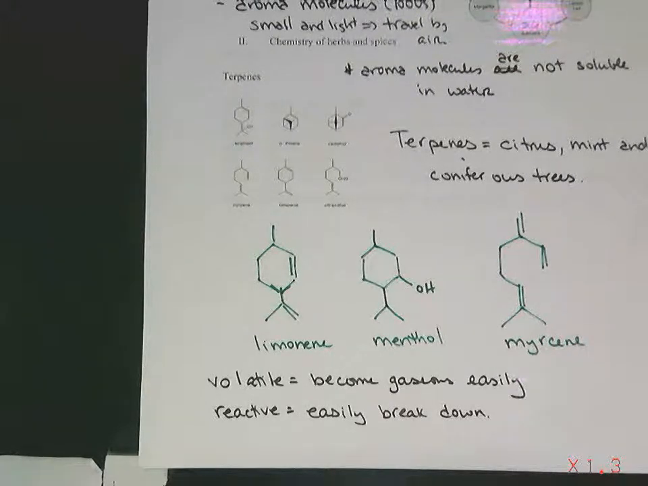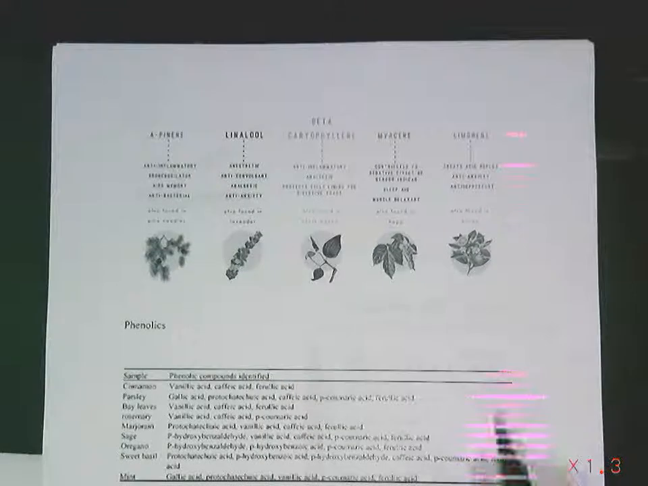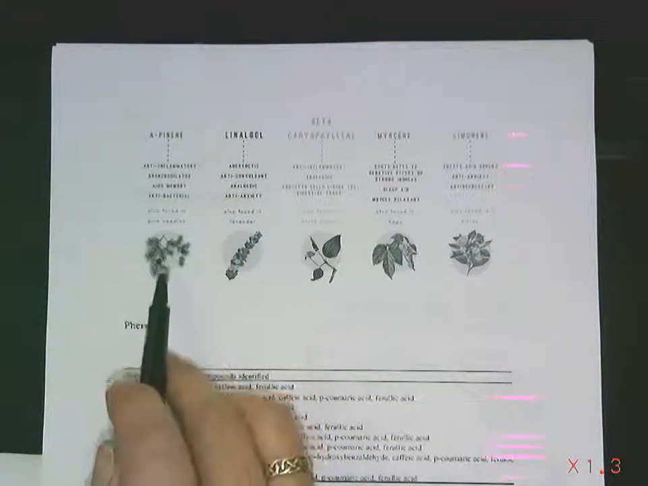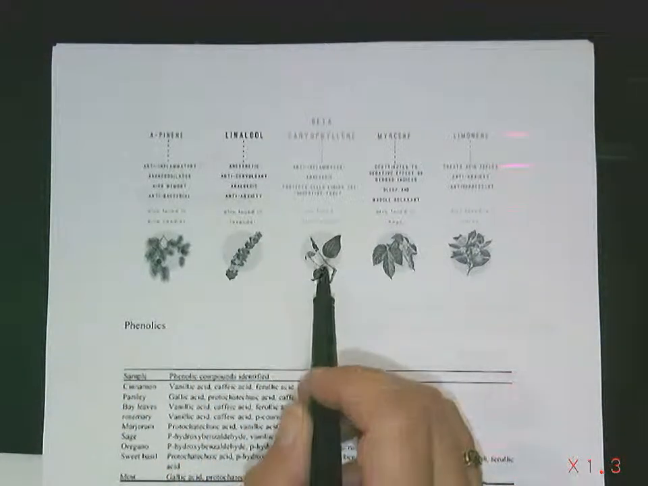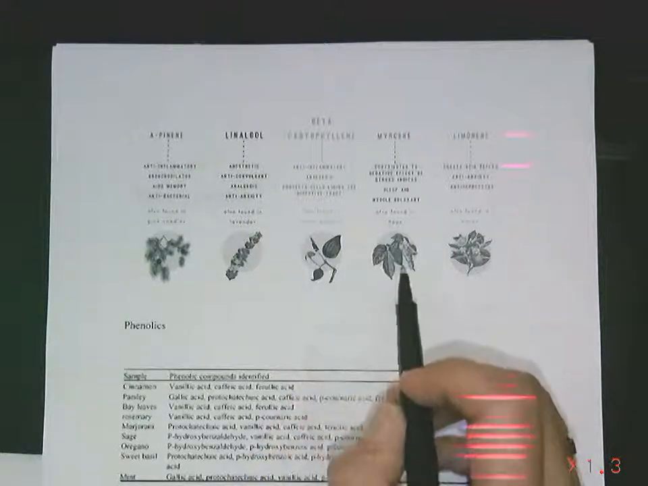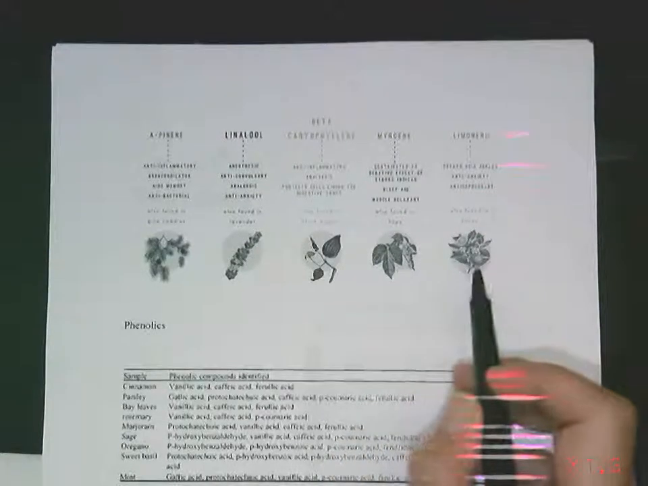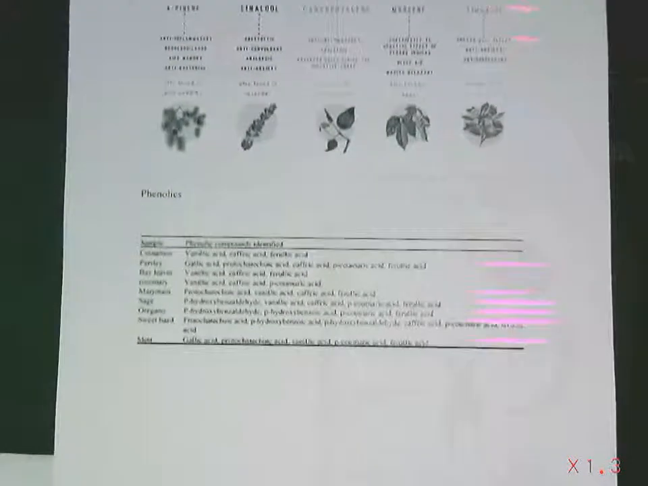All right, the second category of molecules we're going to look at are the phenolics. Oh, here's a cool infographic. Here's pinene. Pinene is also a terpene that smells like pine needles. Linalool is lavender. Beta-carotene is black pepper. Myrcene, the one we just did, is pine-y smelling. And limonene is the one from citrus fruits. So that's interesting, where you see these flavors other than just cooking.